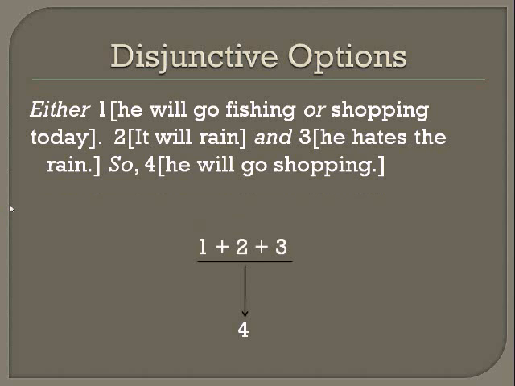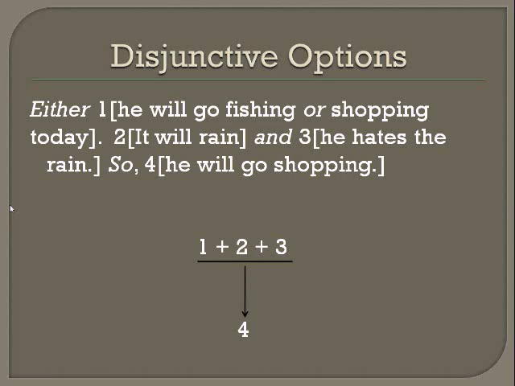And here's the diagram, so let's look at this. We have the entire disjunction, he will go fishing or go shopping today, as number 1. And now we have a statement concerning the circumstances having to do with his choice. It will rain and he hates the rain. Well, since presumably number 2 and number 3 are reasons against going fishing, we can conclude we've eliminated fishing as an option. And so number 4 then is the conclusion.